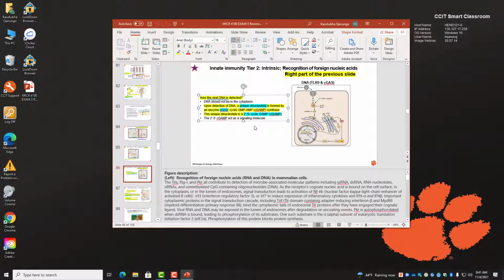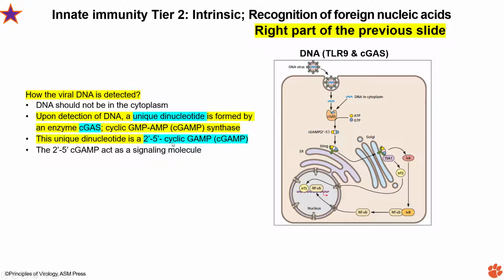2', sorry about that. The 2', 5' cyclic GAMP. So that's what is basically being produced. And remember that 2', 5' cGAMP is a signaling molecule as well. So just remember cGAS. Remember what it produces. It produces a unique molecule, 2', 5' cyclic GAMP. And that's basically the question that we asked for, that how the DNA virus in the cytoplasm is basically detected.